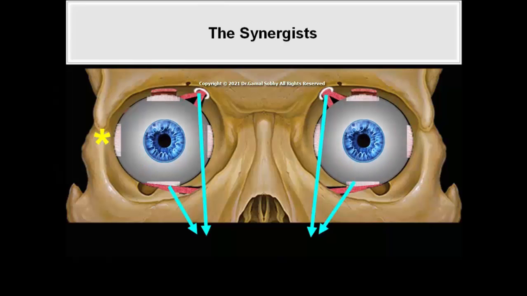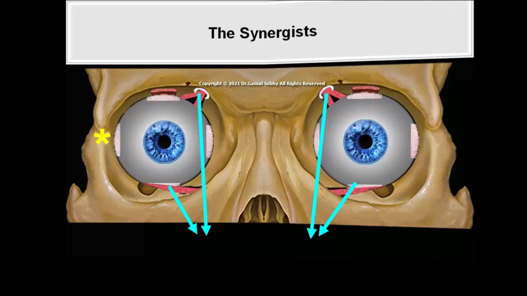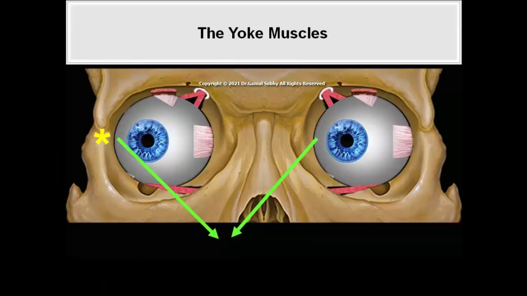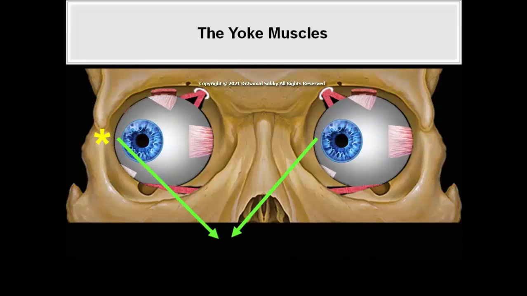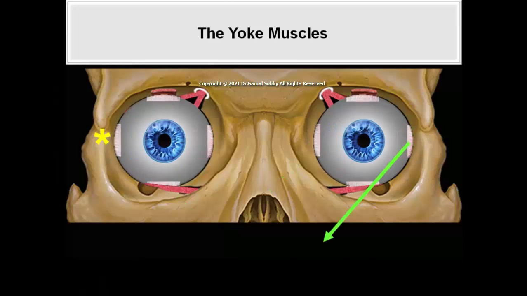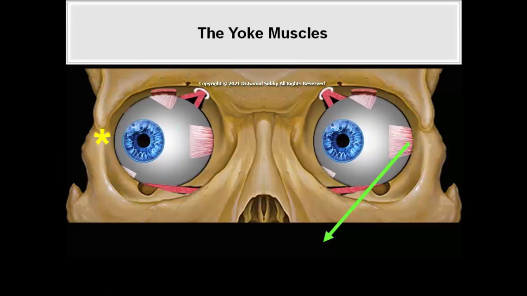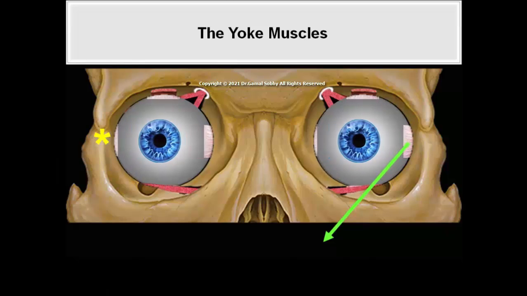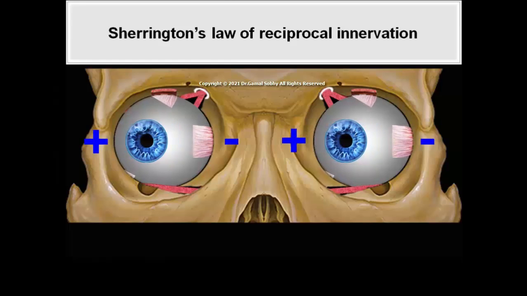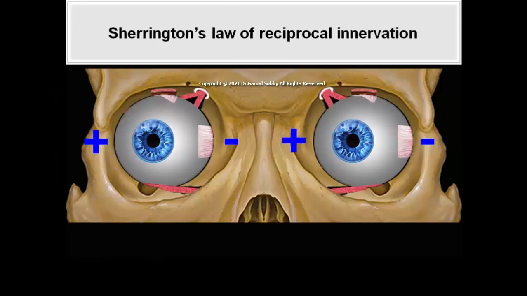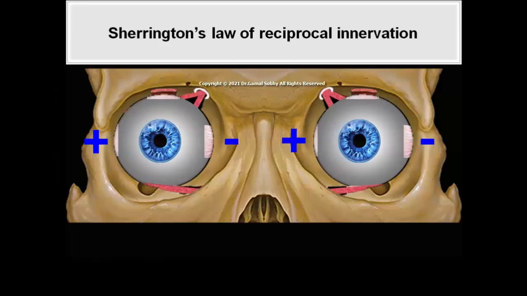For example, the superior oblique muscle and the inferior rectus muscle are both depressors of the eye. Thus, they are synergists. Synergistic muscles in the two eyes that cause the two eyes to move in the same direction are known as yoke muscles. Thus, the right medial rectus and the left lateral rectus muscles cause levoversion of the eyes. They are yoke muscles. Sherrington's law of reciprocal innervation stated, whenever an agonist receives an impulse to contract, an equivalent inhibitory impulse is sent to its antagonist to relax.